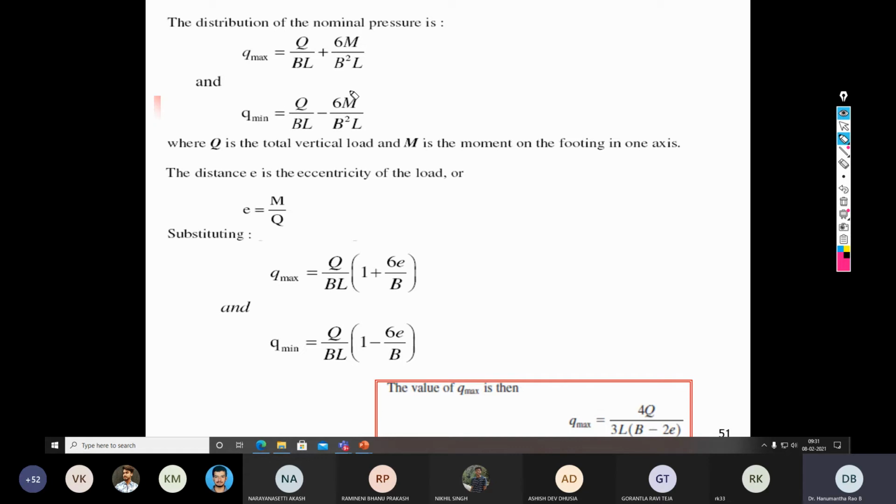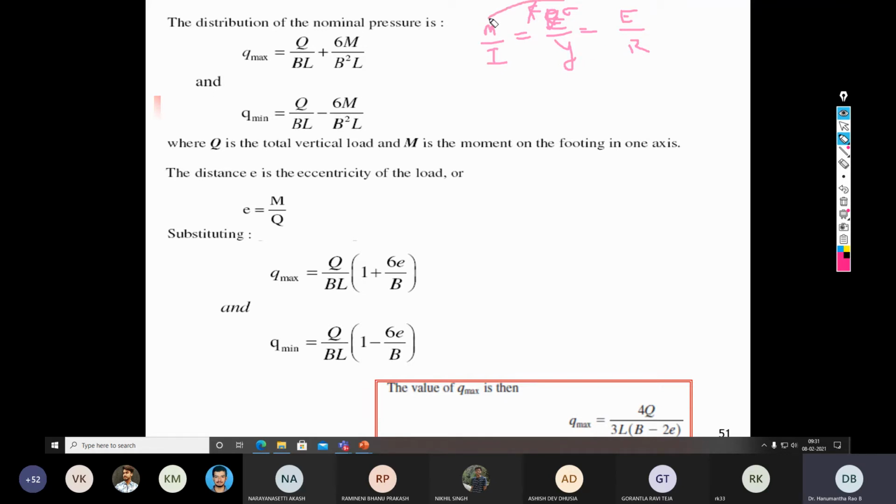These equations were developed based on your bending theory, where, if I remember, M by I is equal to F by Y is equal to E by R. Sorry, it is sigma by Y, sir: M by I is equal to sigma by Y is equal to E by R. Now this is called the bending theory equation.